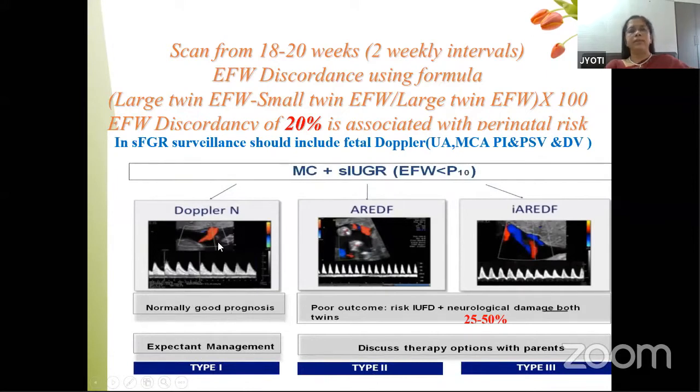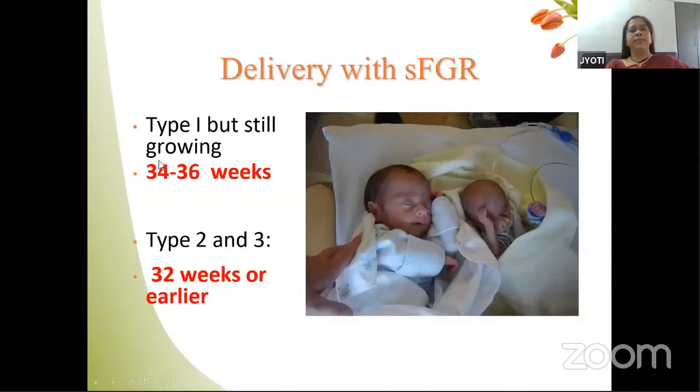If it is type 1 with a normal Doppler, you give an expectant management. But if you find that there is absent or reversal, or there is something known as intermittent absent or reversal, that means at one point of time you get an absent, one time you get reversal intermittently, there is chance for IUFD and neurological damage to the extent of 25 to 50%. And you have to discuss therapy options with the parents. So what do you do? If it's type 1, you carry along till 34, 36 weeks. Type 2, 3, you have to intervene by 32 weeks with steroids.